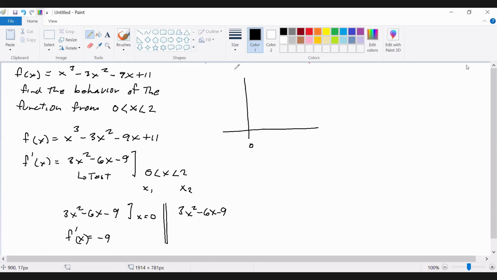Negative 9 per 1. Okay, I think it's not possible to plot or graph it. So let's just compare it to the second value, f prime of x when x is now equal to 2. Okay, so what is the second value?